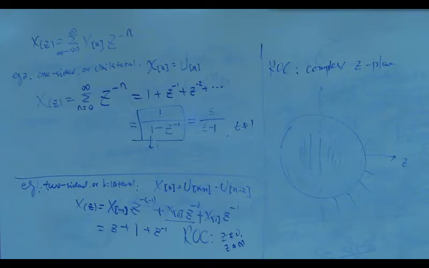Okay? And there are some other properties of the region of convergence. You can find them on slide 87. Okay. Any questions?